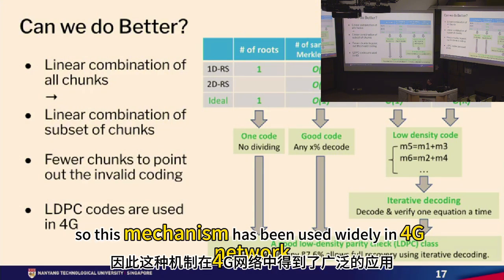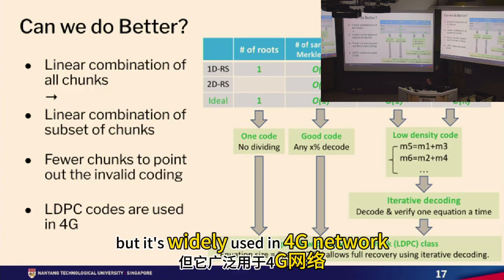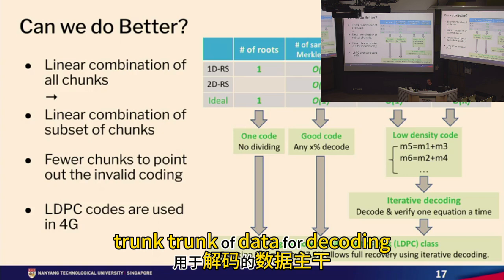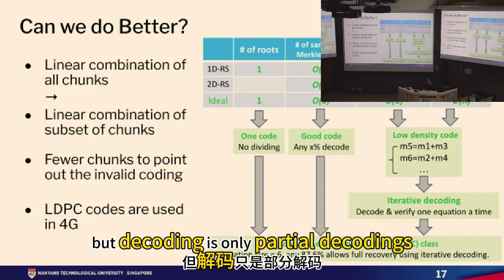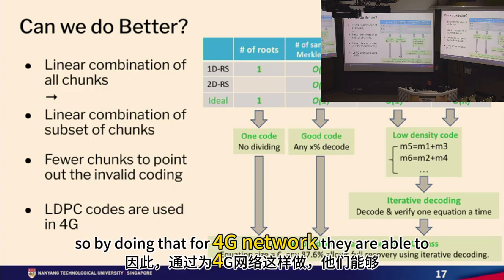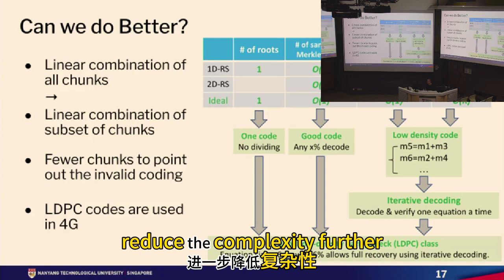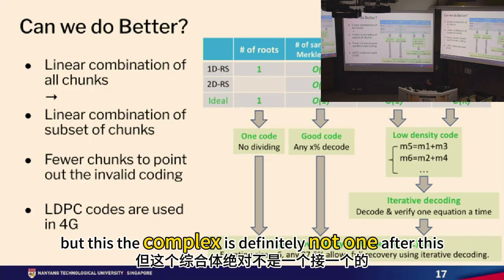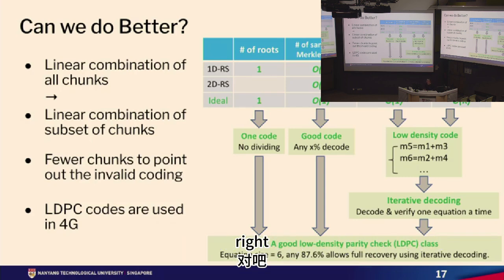This mechanism has been used widely in 4G networks. It's not in blockchain, but it's widely used in 4G networks, by only using part of the chunks of data for decoding. The encoding is still there, but the decoding is only partial. By doing that, 4G networks are able to reduce the complexity further. Is this clear? But the complexity is definitely not 1 after this, right?